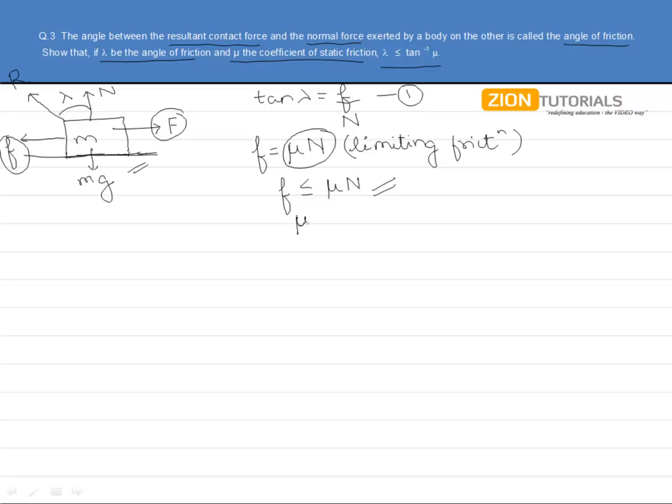So we can write that mu is greater than or equal to f by N. Using equation 1 and putting it into this equation, we get that mu is greater than or equal to tan lambda. That is, tan lambda is less than or equal to mu, giving us further that lambda is less than or equal to tan inverse mu.